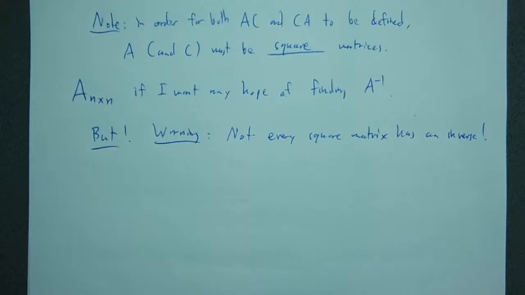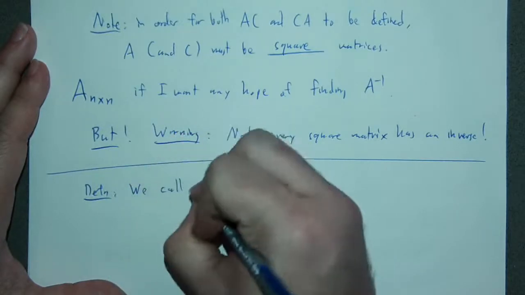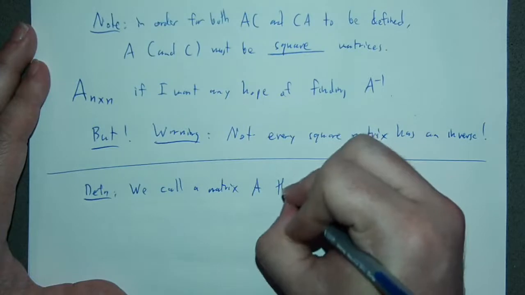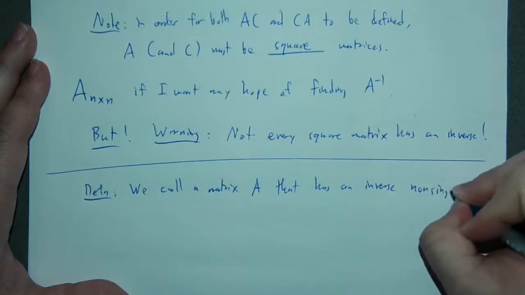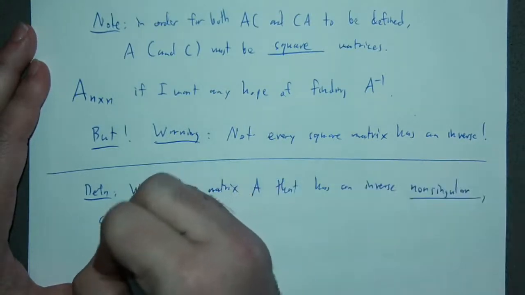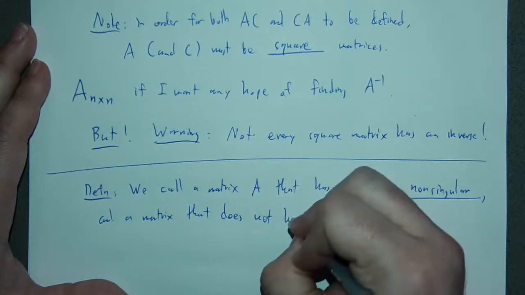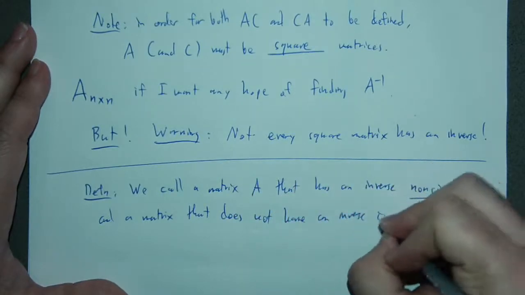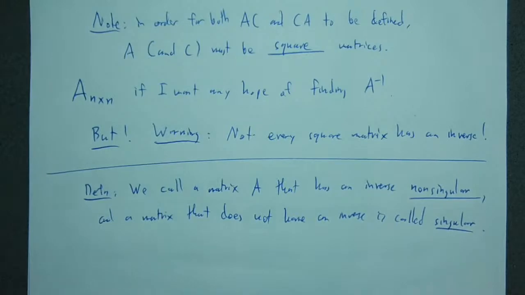And so our focus is just going to be on trying to find one. So, quick definition. We call a matrix A that has an inverse non-singular, and a matrix that does not have an inverse is called singular. That's a little funny because I defined the negation first. But this is just an additional definition.